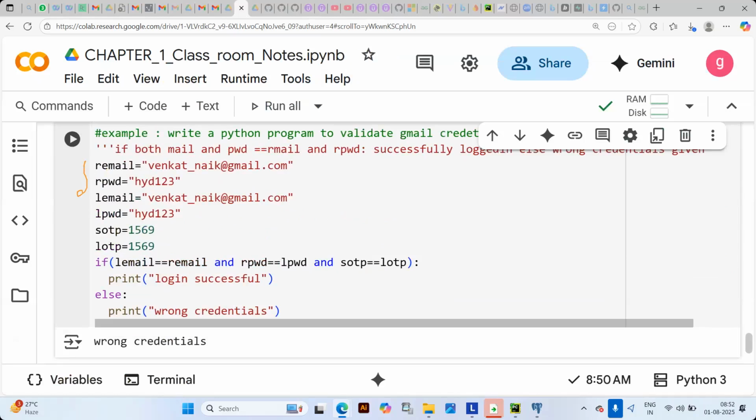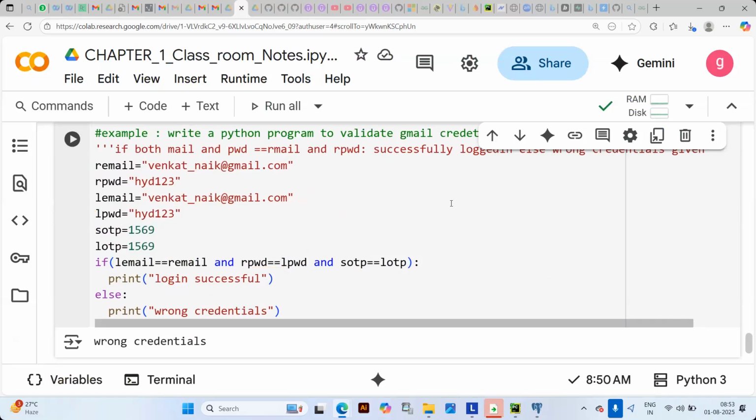Now these two are the registration-time email and password, and this is the server-side email and password, which is sent instantaneously. You have to enter this as valid, and this also has to be entered as valid. If these three conditions become true, then only the decision is taken as login successful. Else, if any one of the conditions is false, how many parameters are you taking? Three parameters. 2 to the power of 3 is how many comparisons? 8 comparisons are going to be taken.